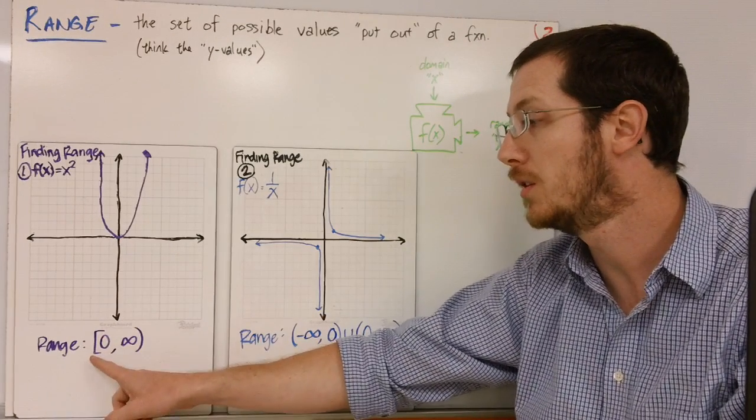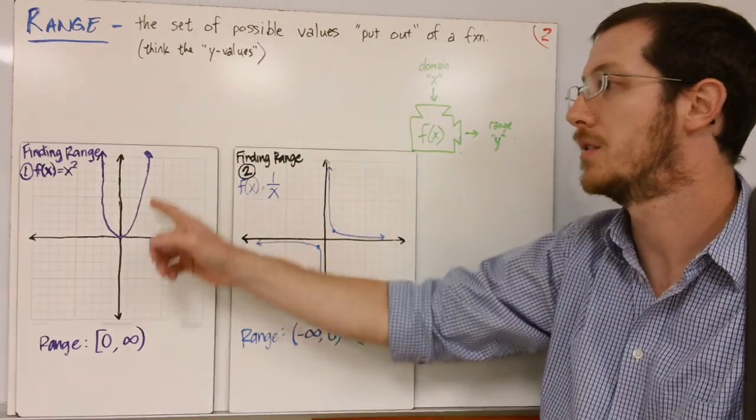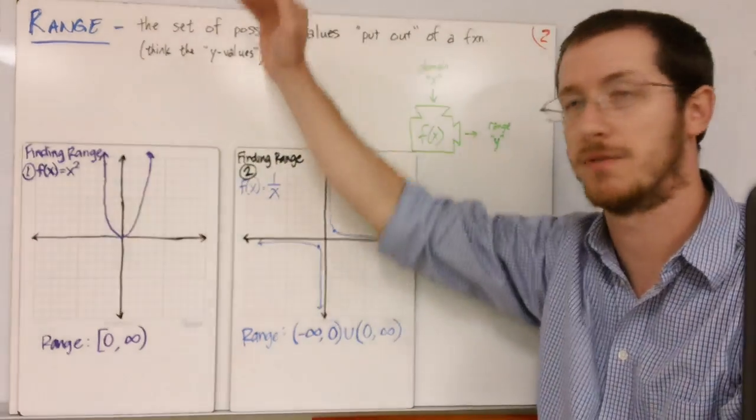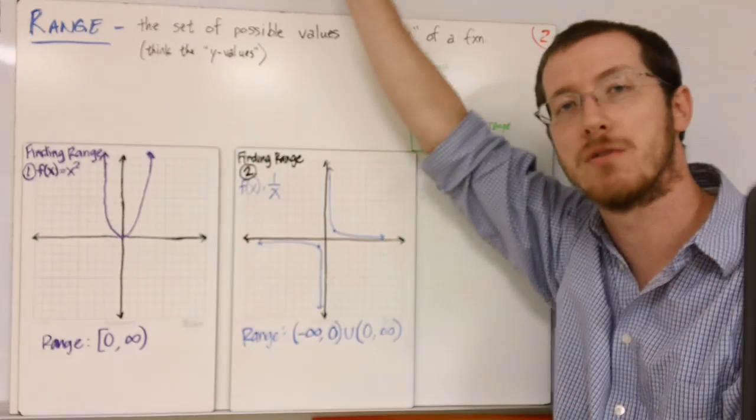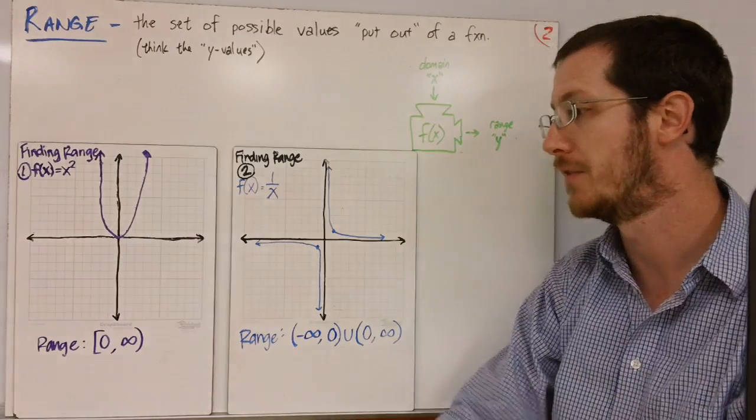That 0 is included, and then every single y value has an associated x value. This piece keeps on going forever and ever in the positive y direction. So our range goes to positive infinity.